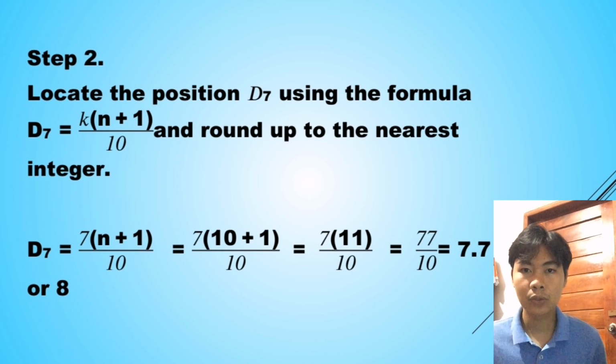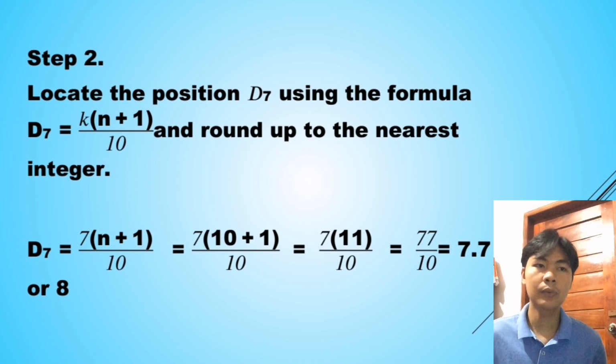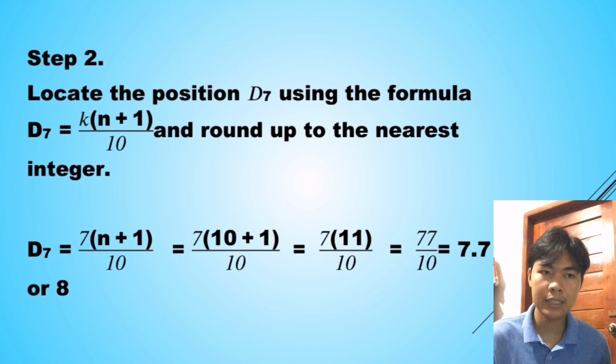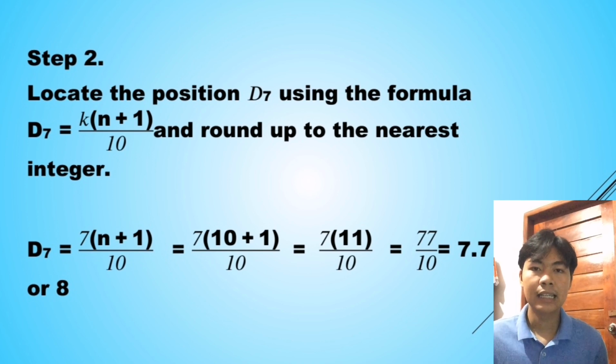Okay? So is equal to 7, 10 plus 1 is 11. So 7 multiplied by 11 over 10. So kapag ginawa natin yon, 7 multiplied by 11 is 77 over 10. Ang magiging sagot natin ay 7.7. And kailangan nating tandaan na kailangan nating i-round up to the nearest integer. So from 7.7 magiging 8 siya.